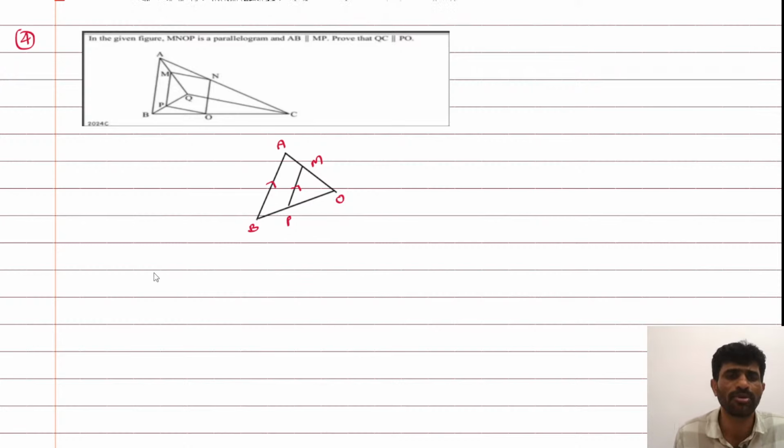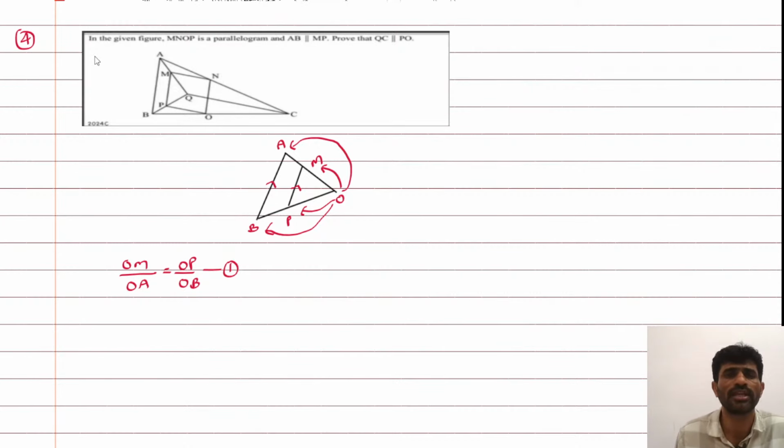In this, by the basic proportionality theorem, we can write OM by OA. I am writing directly like this also. I told you the basic proportionality theorem can be used like this also. OM by OA is equal to OP by OB. Let it be this as 1.